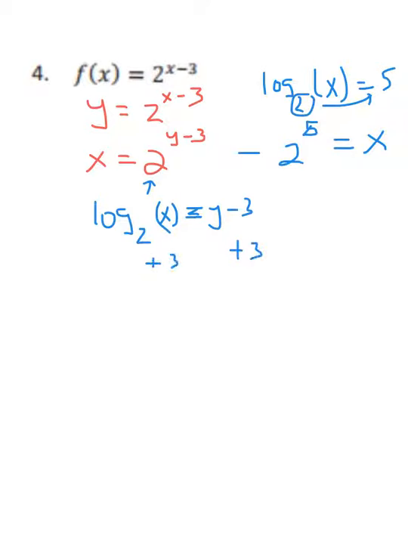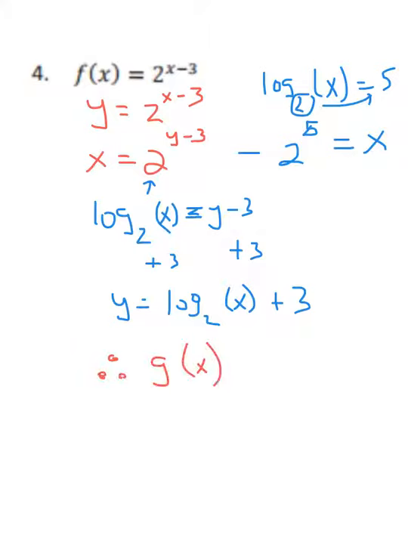So what does y turn out to be? Well, it's log base 2 of x plus 3. And we solved for y. So therefore, or thus, g of x is equal to log base 2 of x plus 3.